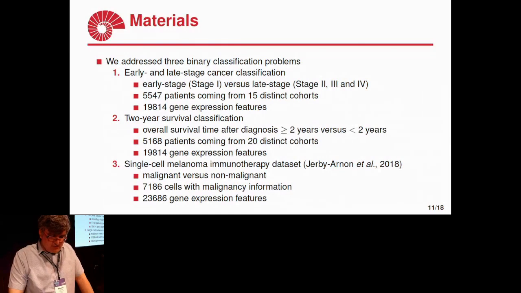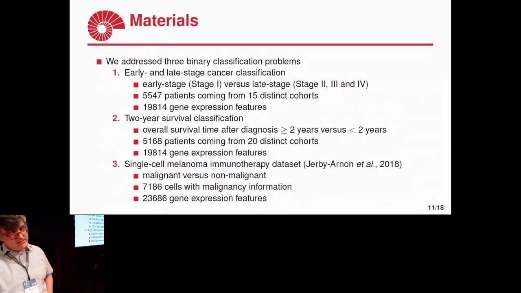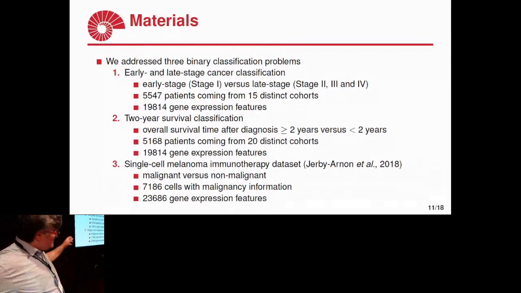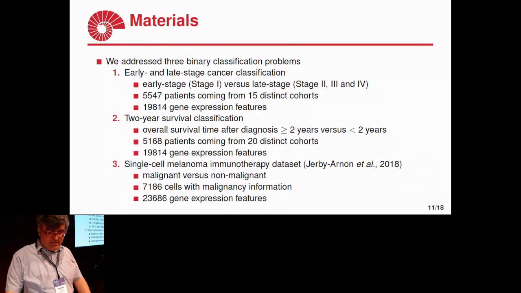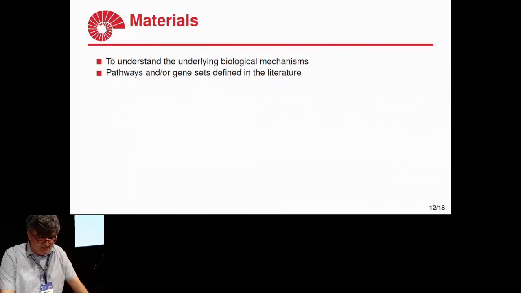We have more than 7,000 cells with malignancy information and more than 23,000 gene expression features. As I mentioned earlier, this algorithm is quite fast, but the data sets that we perform the experiments on are medium size, let's say not very large scale. I will mention the timing of these algorithms later, and our algorithm can also extend to much larger data sets.